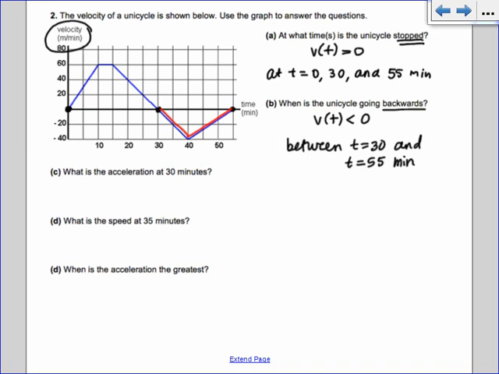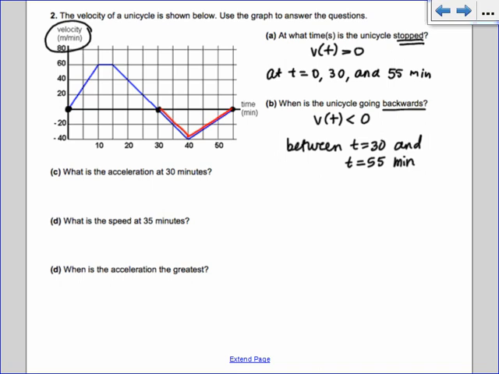Now, some people in the other class said it was only from 30 to 40. Why is it not just from 30 to 40? What's happening from 30 to 40? We're going backwards and we're going pretty fast. We're getting faster, right? And then what happens from 40 to 50 or 55? We're still going backwards, right? We're just slowly slowing down. We're slowing to the stop.